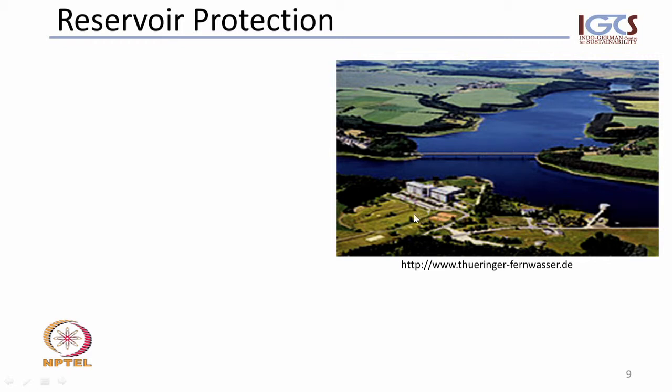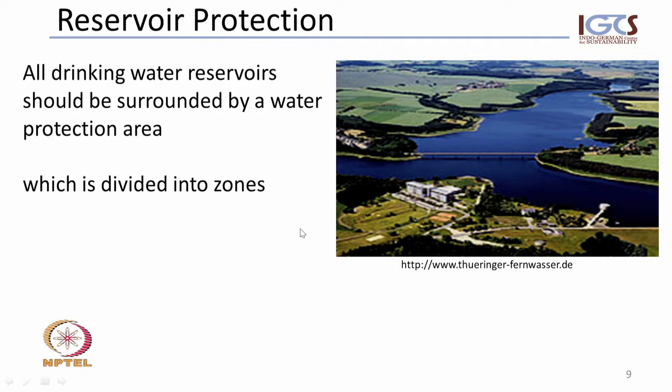Now, all of these drinking water reservoirs should be surrounded by a water protection area. What we can see also in this case, there's a green belt going around this reservoir here, which is specifically kept as a protection zone, the first protection zone.